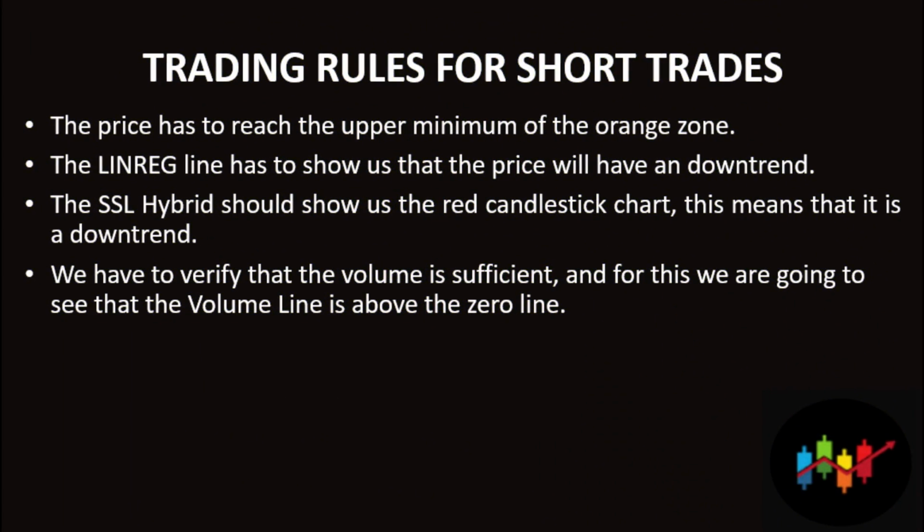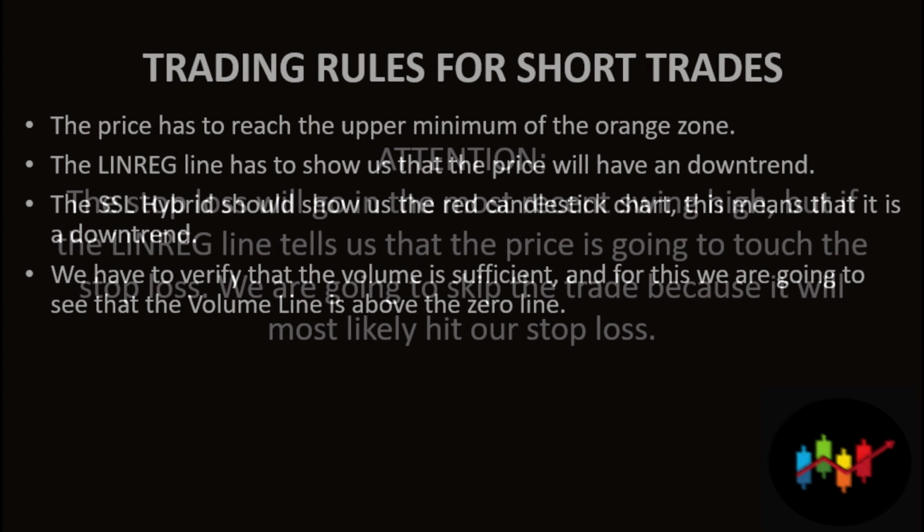Now we will see the rules for taking short trades. First, the price has to reach the lower minimum of the orange zone. Second, the LinReg line has to show us that the price will have a downtrend. Third, the SSL hybrid should show us the red candlestick chart. This means that it is in a downtrend. Fourth, we have to verify that the volume is sufficient, and for this we are going to see that the volume line is above the zero line.